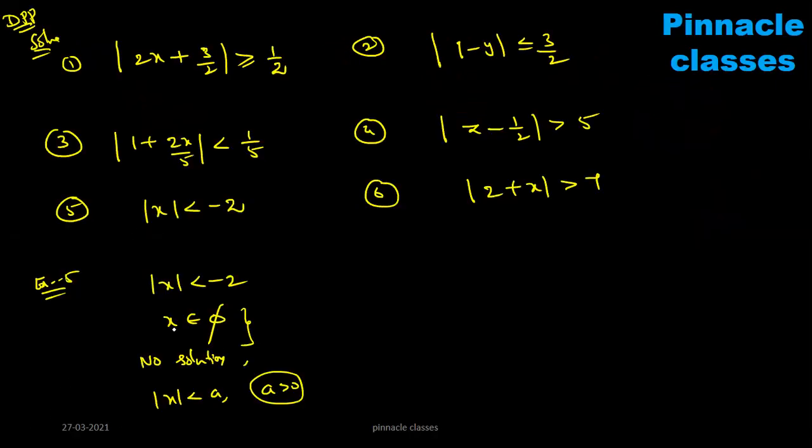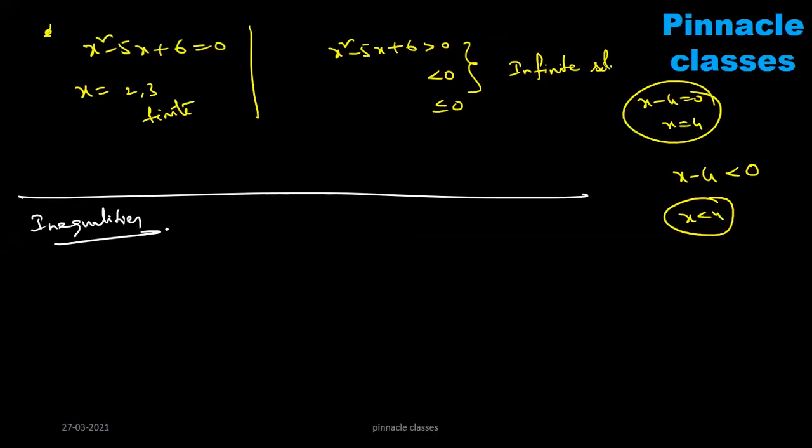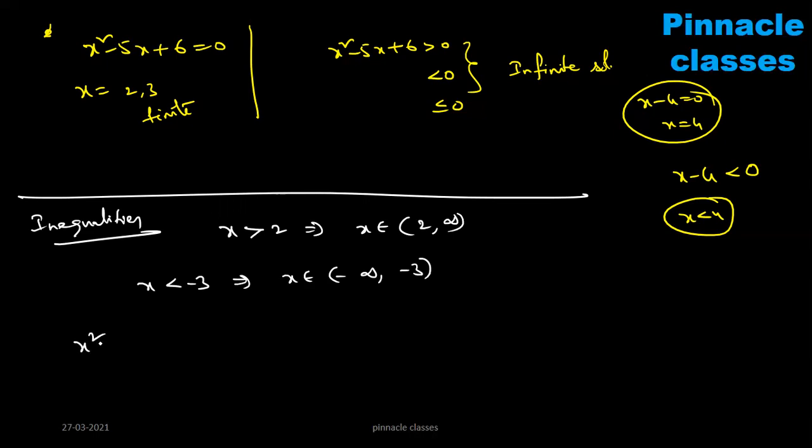In this case, these are inequalities, and we are talking about modulus. Suppose x greater than 2. What is the meaning? x belongs to 2 to infinity. x less than minus 3. What is the meaning? Minus infinity to minus 3. In the same way, x square minus 5x plus 6 less than 0, like that, 2x square minus 5x plus 2 greater than 0. Such types of problems, how to solve? Let us discuss. Be ready.